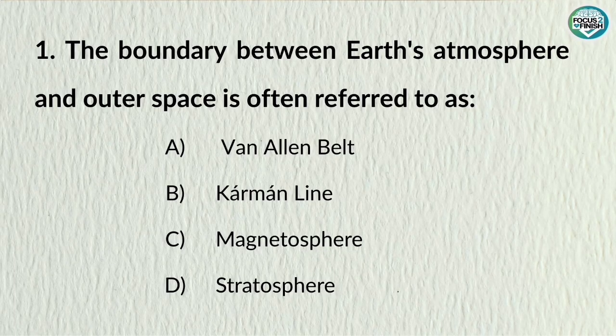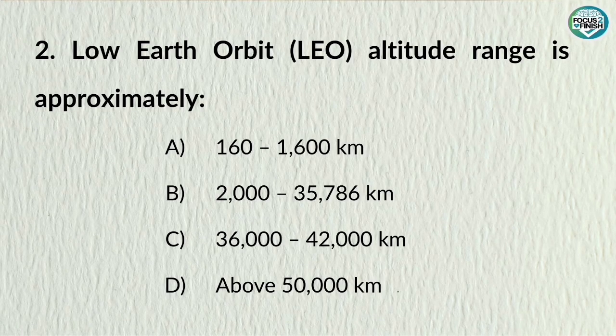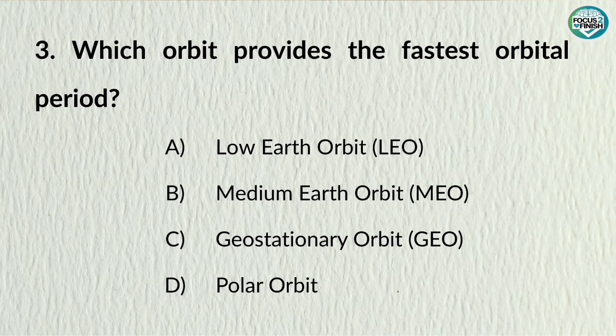1. The boundary between Earth's atmosphere and outer space is often referred to as. The correct answer is B. Kármán line. 2. Low Earth orbit (LEO) altitude range is approximately. Answer: 160 to 1600 kilometers. 3. Which orbit provides the fastest orbital period?